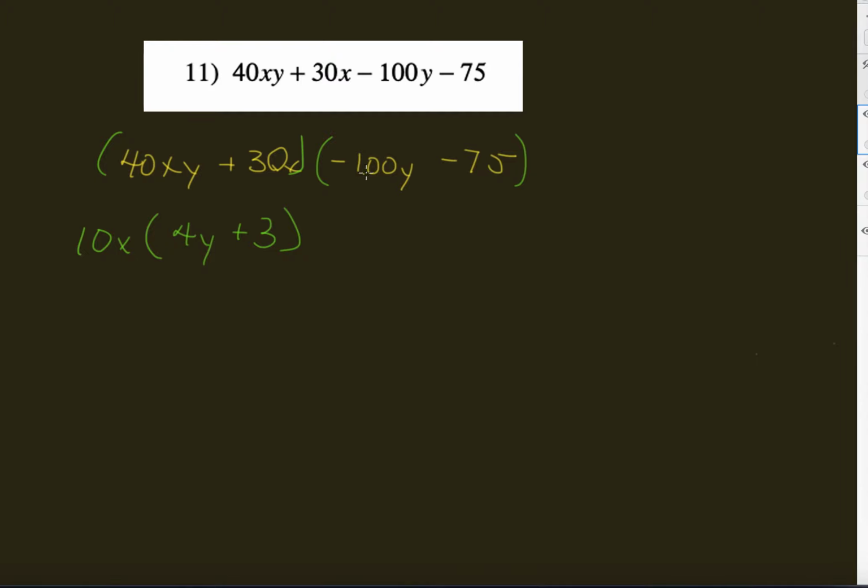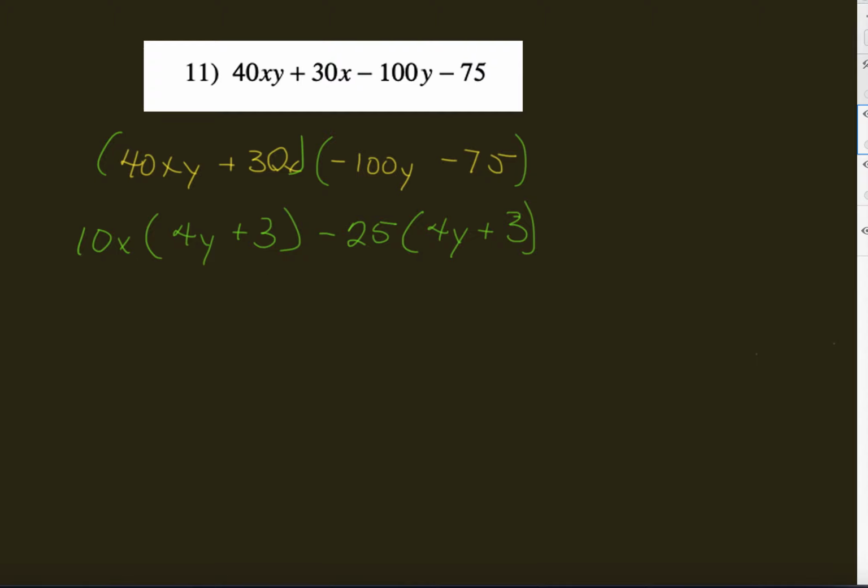If you're looking ahead, you can kind of see it already. Both negative 100 and negative 75 have a negative 25 in common. There we go. What's left inside is 4y plus 3. I know you see subtraction here, but I factored out a negative 25. Divided negative 100 by negative 25, I got 4. I divided negative 75 by negative 25, I got 3.